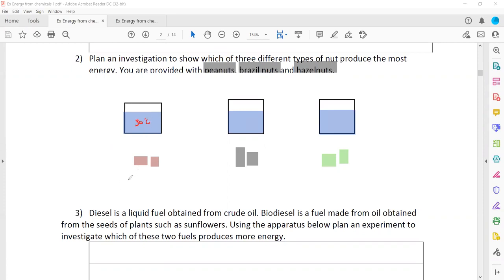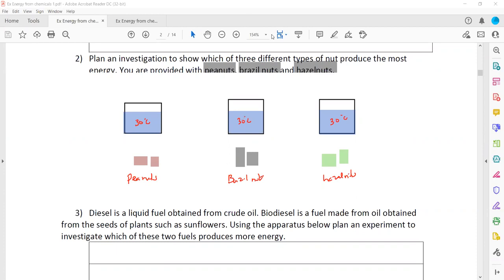Say in case of peanut, the water temperature is 30. In case of Brazil nut, the water temperature is 30, and in case of hazelnut, the water temperature is also 30. Now what we do, we burn these nuts.